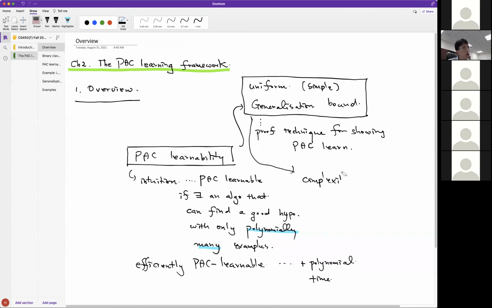And then this complex version, the shape of this complex version is the one that will appear repeatedly throughout the course. Okay.